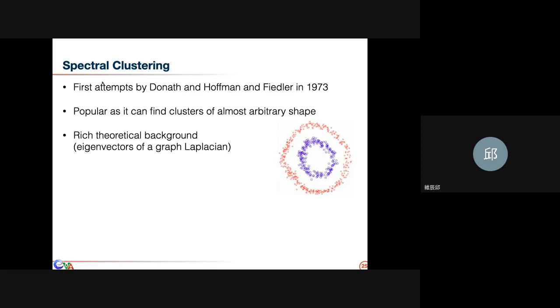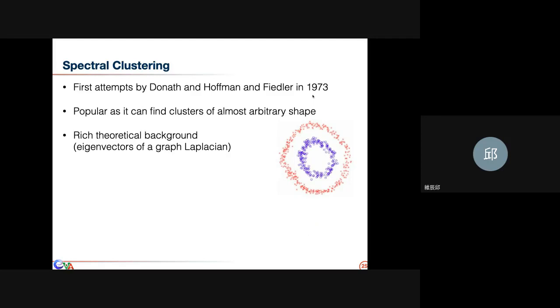So the spectral clustering algorithm was introduced back in 1970. You can see this is quite early, almost 50 years ago, right? And it's actually still quite popular, as it can find clusters of almost arbitrary shape.